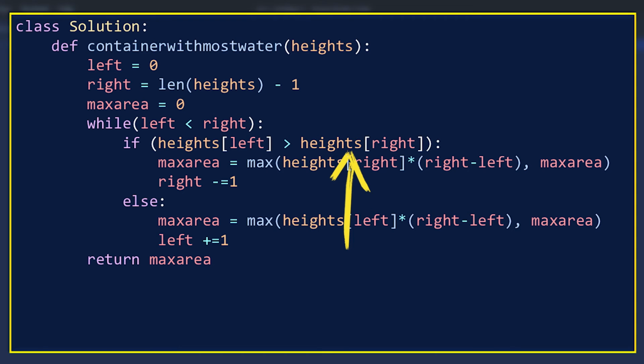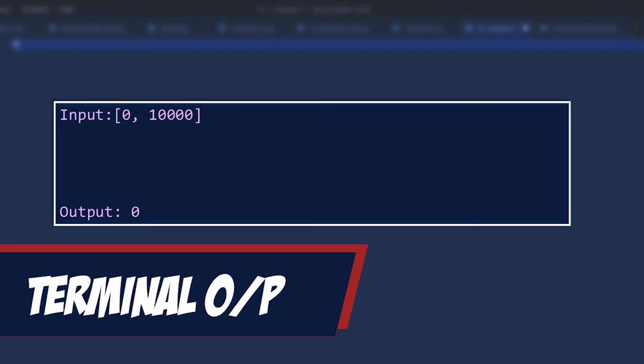Here, to come to a key point, we increment our left pointer if it has less value than our right container, and we decrement the right pointer if the right container has lesser value than our left container. In the end, we just return the maximum area. And let's look at a few interesting test cases.